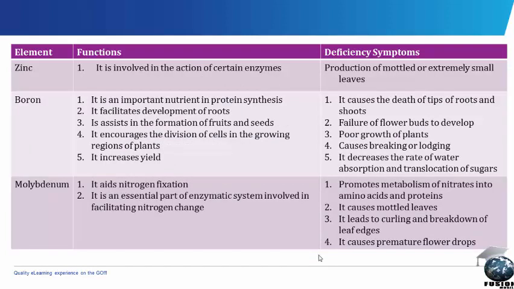Zinc. Zinc is involved in the action of certain enzymes, and deficiency in zinc causes production of mottled or extremely small leaves. Boron. Boron is an important nutrient in protein synthesis. It facilitates development of roots. It assists in the formation of fruits and seeds. It encourages the division of cells in the growing regions of plants, and it increases yield.